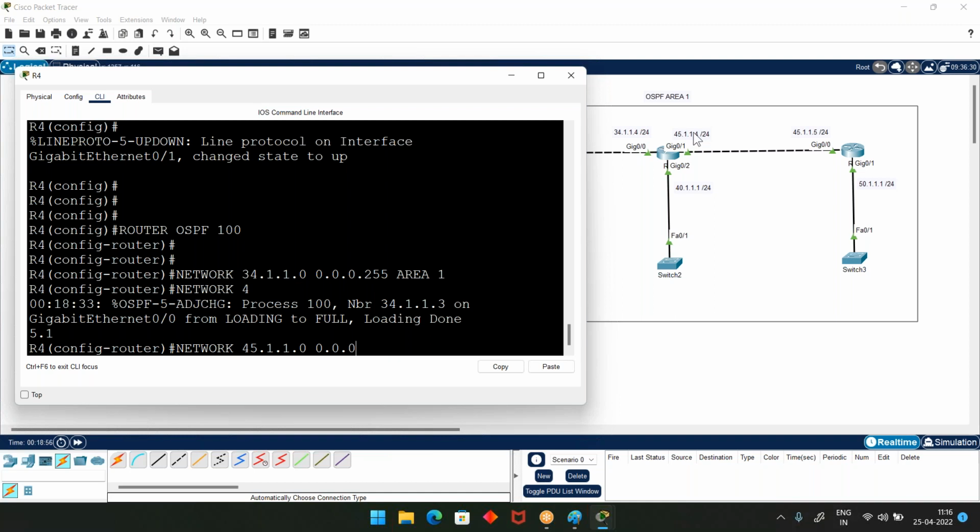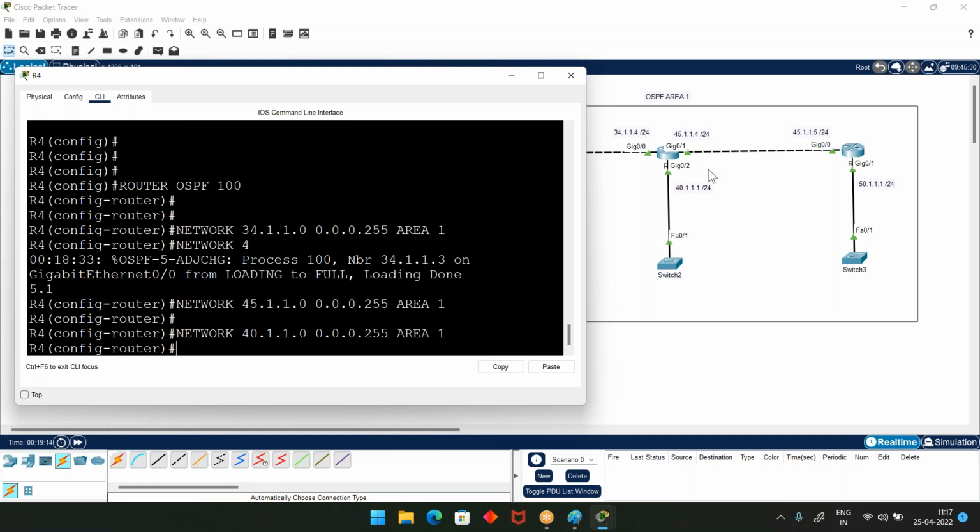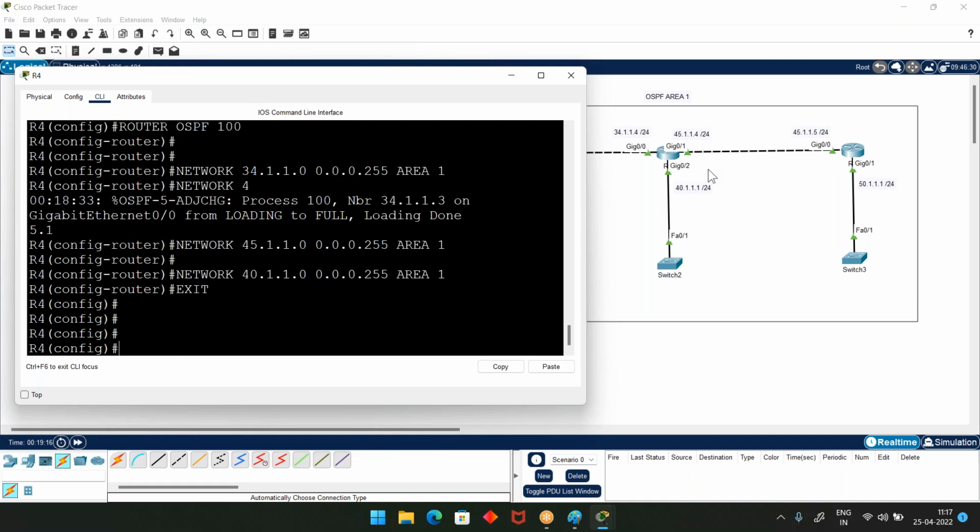Area 1 as well. Wildcard 0.0.0.255. Now network here now. Okay. This 4.1.1 belongs to which area? This also belongs to the area 1 only. Enter. Exit.